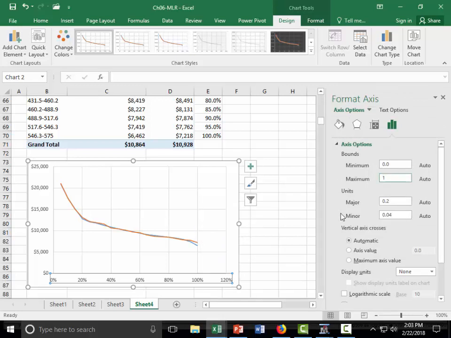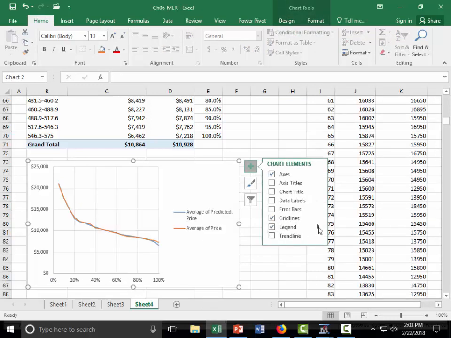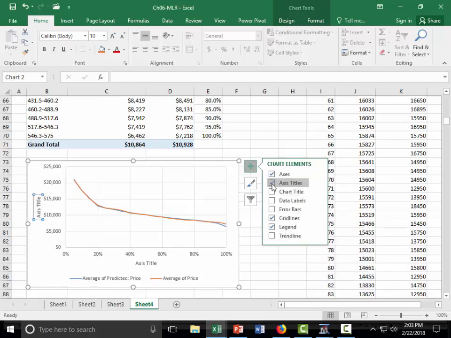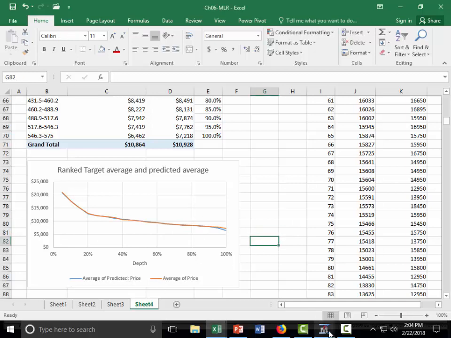So we want to go to 1. Then add a legend, and let's put it at the bottom. Add a chart title: ranked target average and predicted average. The axis title is depth. We don't need this axis, so we'll get rid of that. So that's what you see here.